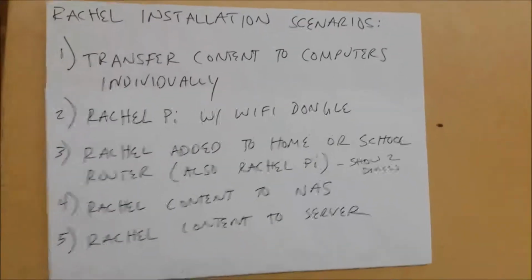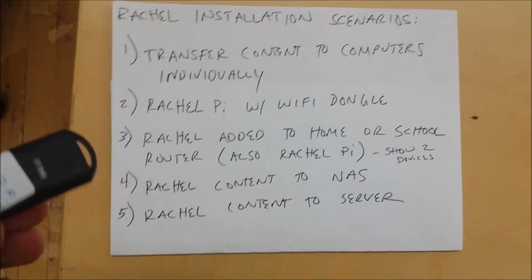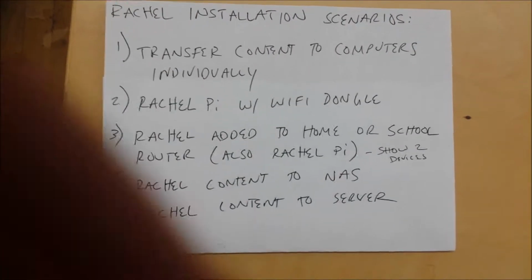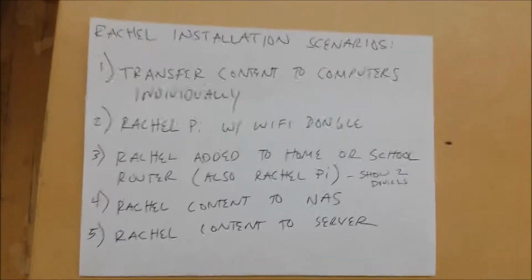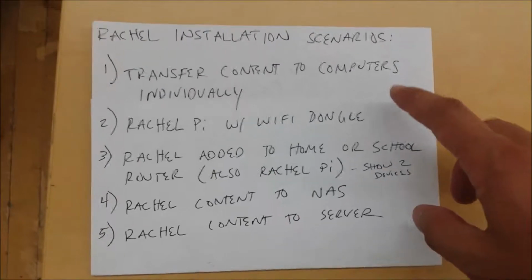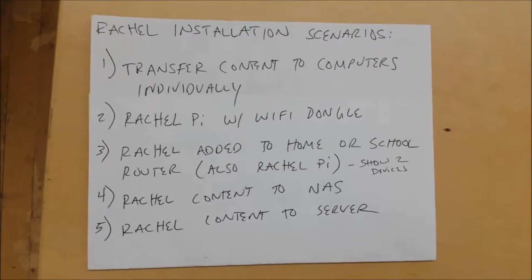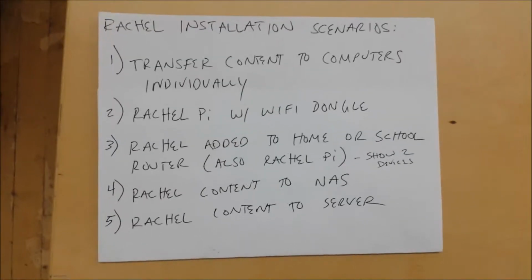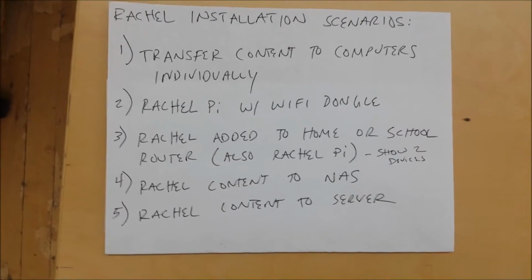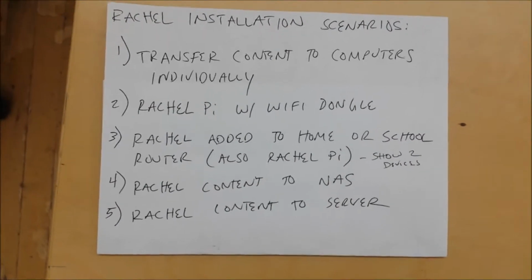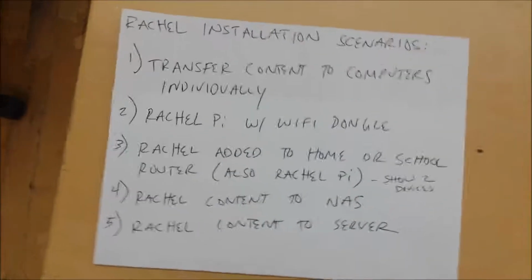So it usually starts with either World Possible or someone mailing you a USB stick that contains Rachel on it. Or maybe you found one in your community or someone has handed it to you. And what we found is that a lot of people have chosen this first option, which is to transfer content to computers individually. And so part of the goal of these next few videos is to convince you that there are other very, very easy ways that provide enhanced functionality for you to install Rachel. But first, let's go through transferring content to computers individually.